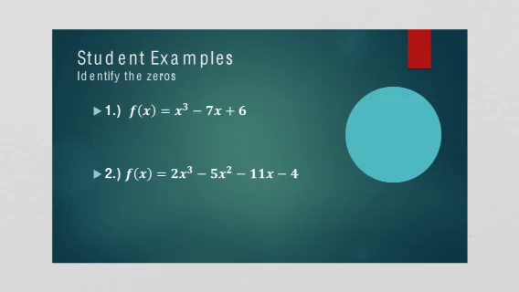Here are two student examples for you. Now I would pause the video, work out the student examples, and come back and check your answers. Checking your answers, you should get the following for each example. If you did not get this, make sure that you entered the function in your calculator correctly, and then make sure that when you set each factor equal to 0 and solve, you did that correctly.